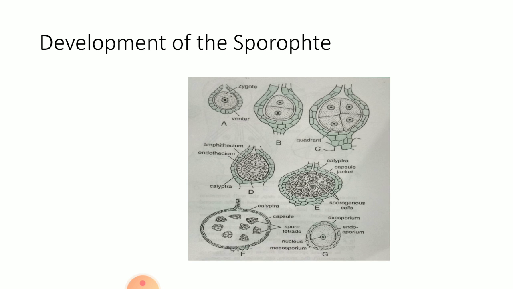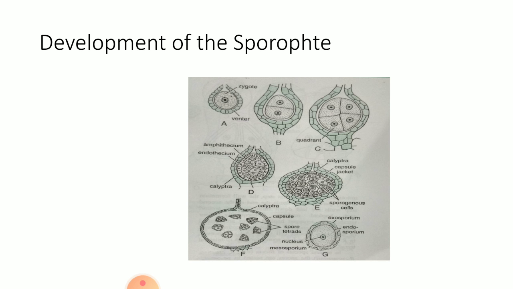Now, the development of the embryo. The zygote lying in the venter undergoes repeated cell divisions, and the cells enlarge to form a spherical mass of undifferentiated cells, which is called the embryo. It covers the venter cavity. The archegonium is persistent. The venter expands as a closed envelope over the developing embryo. So this forms the calyptra, and the neck of the archegonium later on withers away.